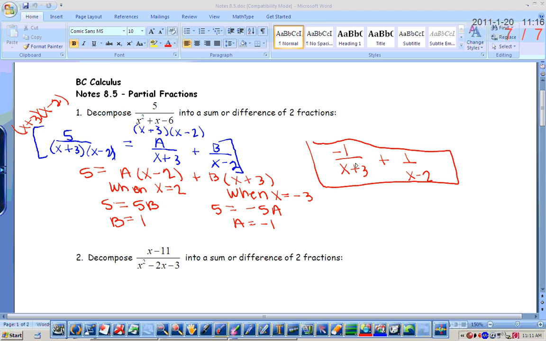And if you don't believe me that this is the same thing, find yourself the common denominator, and I promise you'd get back to 5 over x squared plus x minus 6.